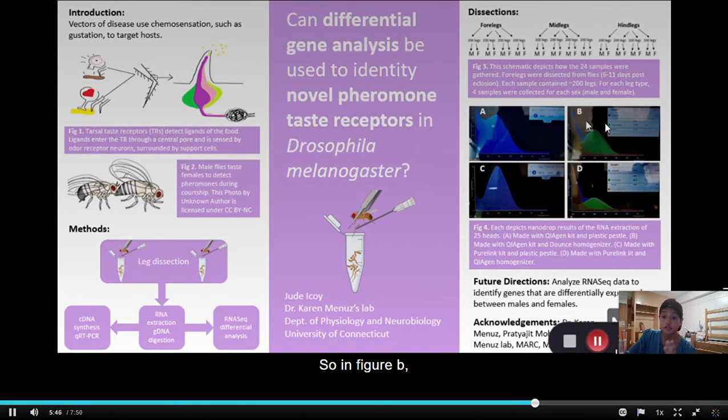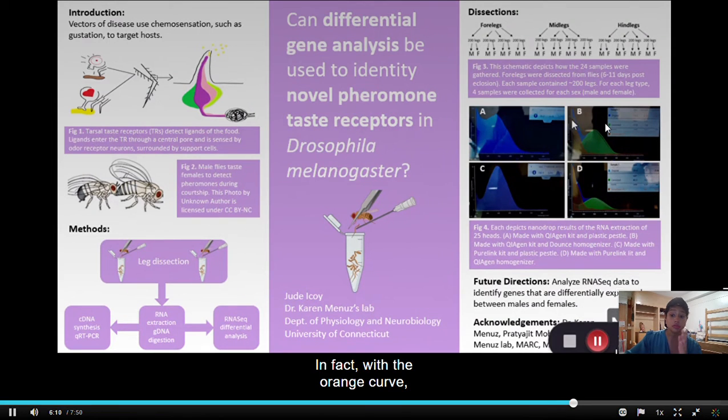So in figure B, we show how we tried to remedy that problem by using a Dounce homogenizer instead of a plastic pestle to more regularly grind up that tissue. And we found that although the overall concentration of RNA did increase from about 15 to 16 to about 74, as you can see, still a lot of protein contamination, still a lot of salt contamination.